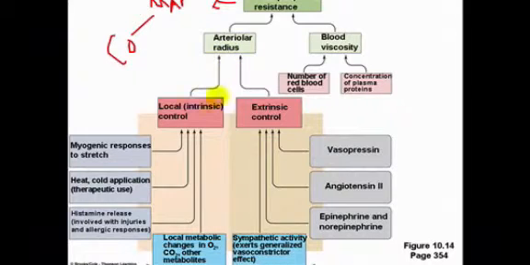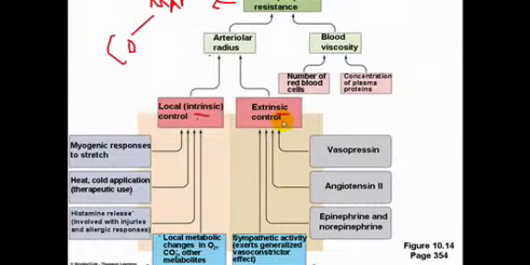This chart divides it into things that are intrinsically controlled and things that are extrinsically controlled. So we talked about things that are intrinsically controlled: the myogenic response to stretch, hot or cold, some chemicals that get released like histamine when you have an allergic reaction or immune response or tissues are damaged, and then those chemical changes that happen because of metabolic activity, decreases in oxygen, increases in carbon dioxide.